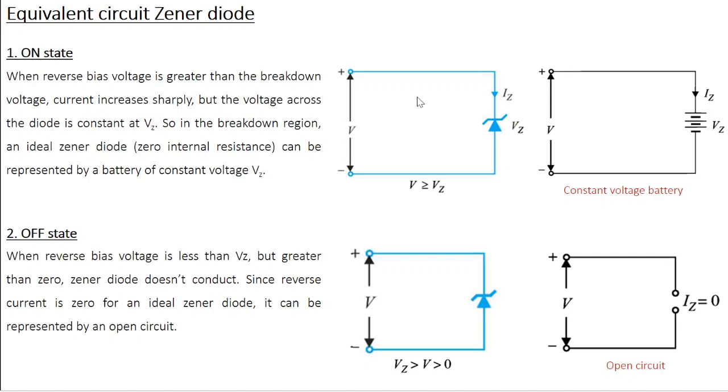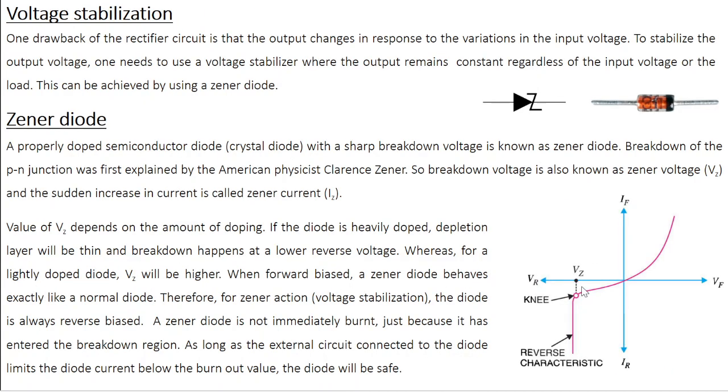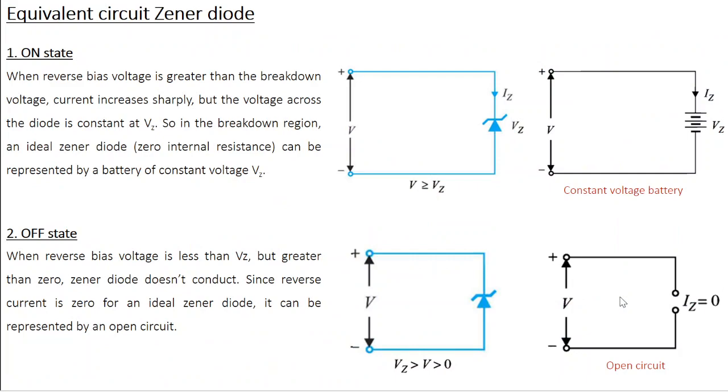Off state means when the reverse bias voltage is less than Vz but greater than 0. Essentially you are talking about this region, greater than 0, less than Vz. We know that this current is very small, a current due to minority carriers. So for all practical purposes you can say that the diode doesn't conduct. Or if you are considering an ideal Zener diode, then the reverse current is 0. So you can represent the Zener diode in the off state by an open circuit. Open circuit means there is no current.